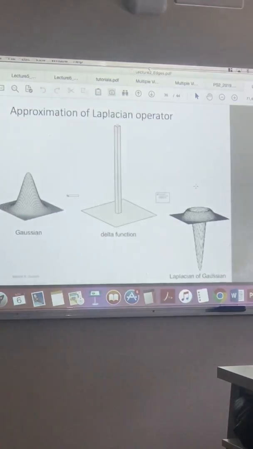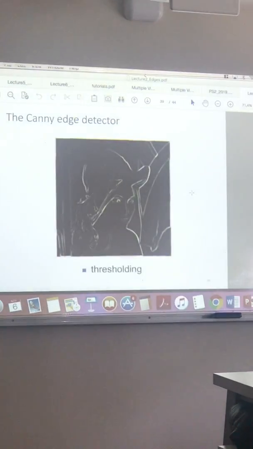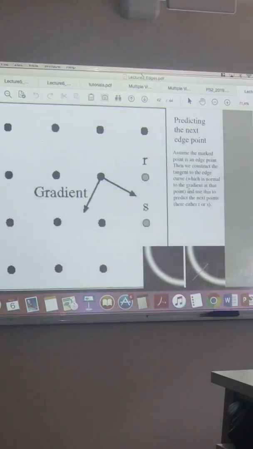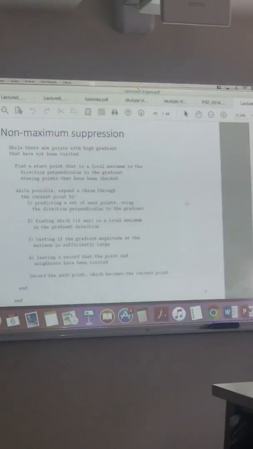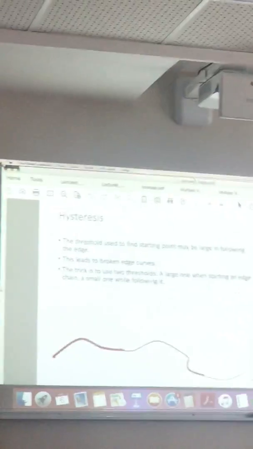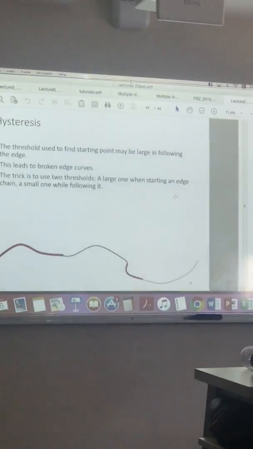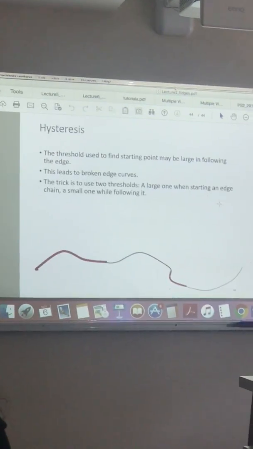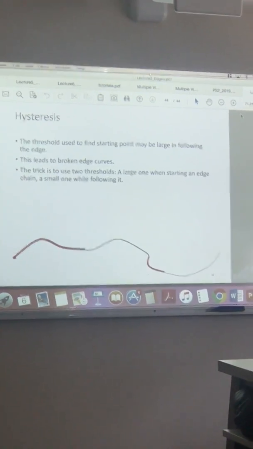Some approximations are not very critical. And the Canny edge detector, we discussed the idea about the Canny edge detector. I may not ask you a question on this, but as general knowledge in this area, read about the Canny edge detector, how it works, and so on. So this is lecture 2.